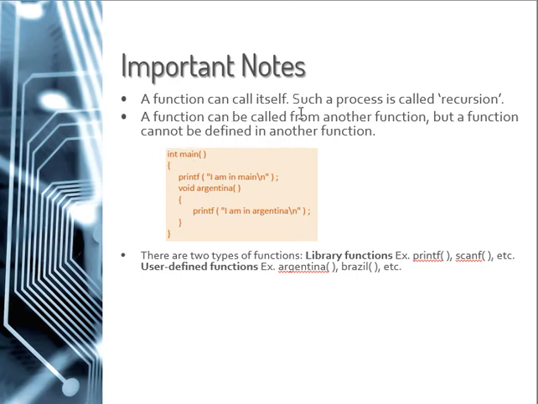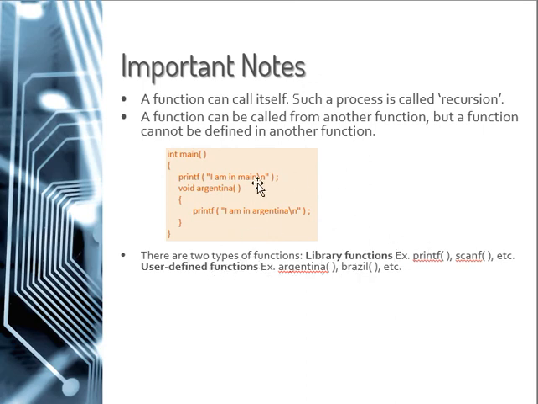Okay, a function can be called from another function, but a function cannot be defined in another function. A function cannot be defined inside a function, okay? A function can call itself, and a function can call another function, but a function cannot contain another function. Okay, there are two types of function, the library function and the user-defined.